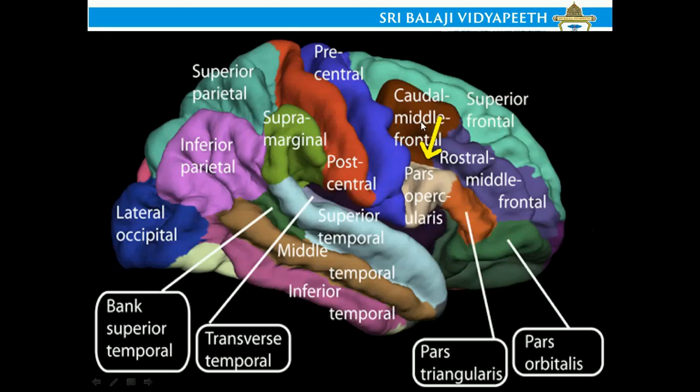So the middle frontal gyrus is getting divided into a caudal middle frontal part and a rostral middle frontal part. The inferior frontal gyrus is getting divided into three parts: the pars triangularis, the pars opercularis, and the pars orbitalis.